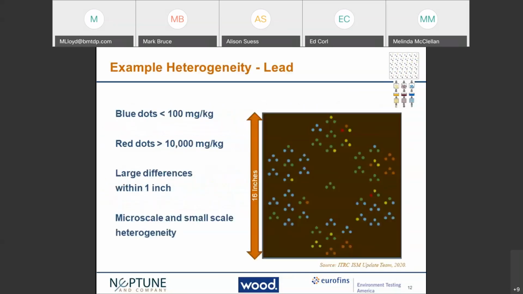So let's take a look at an example here. Here we've got some lead data that came from Dina Crumbling in a paper that she had helped publish. The blue dots represent lead at less than 100 parts per million. The red dots are greater than 10,000 parts per million, and the other colors are concentrations in between. And you can see that we have very large differences even within an inch, because this whole square is only 16 inches. So we have both microscale and small scale heterogeneity that we really need to be intentional about managing.